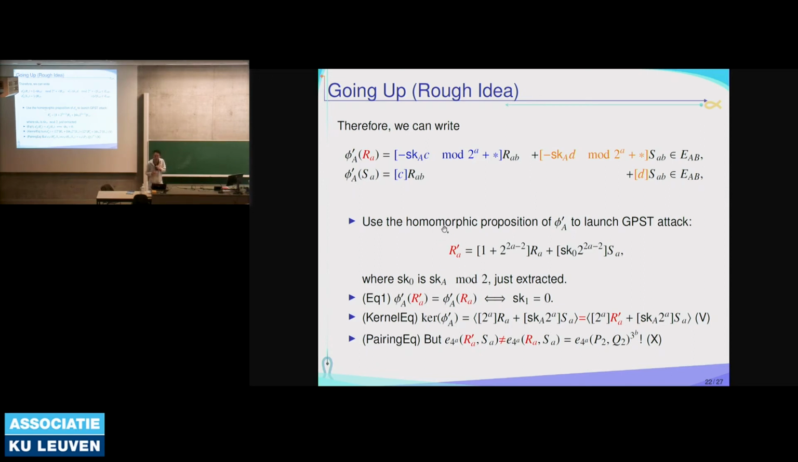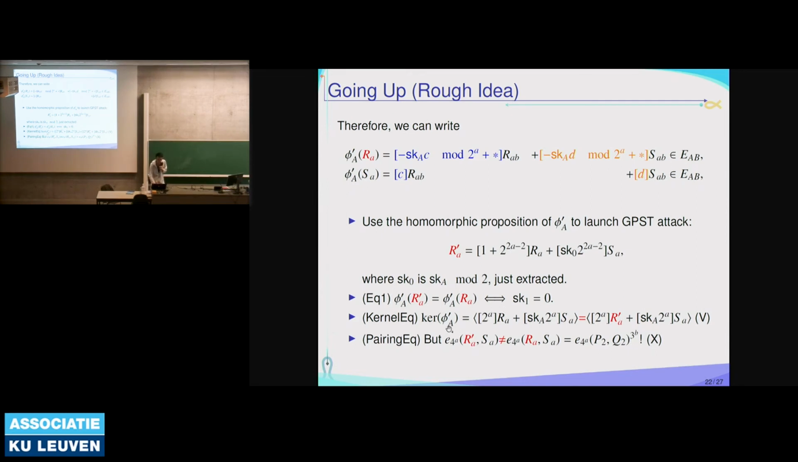And the next step here is that we use the homomorphic property of the isogeny, because isogeny is homomorphic, right? And to launch the GPST attack again. So concretely, if we let RA prime be of this form, where SK0 is the bit of SK we want to extract, the first equation will hold by some calculation. The first equation will hold if and only if the secret key bit is 0.